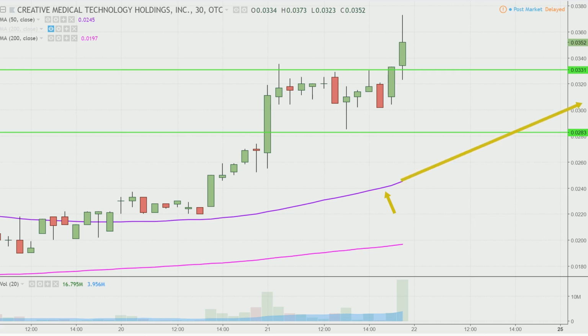So from a grand scheme of things perspective, sure, it would be great for the price to stay above 0.033. However, as long as it's above that purple line, as that line itself moves higher and higher, the bulls are in 100% control of the chart.